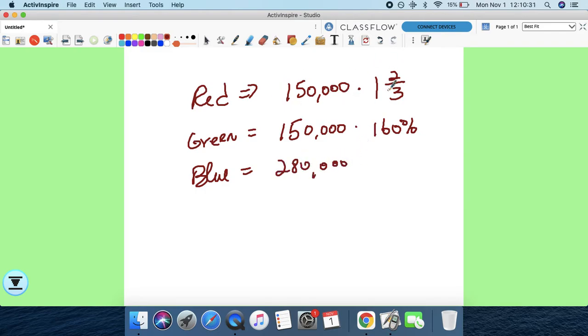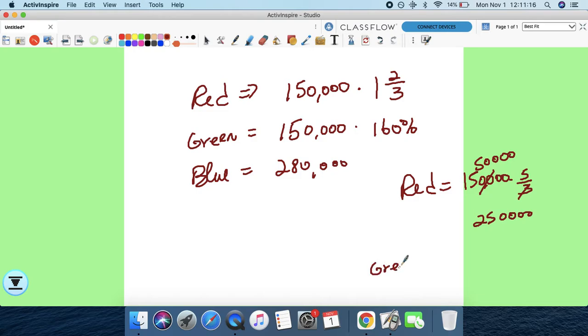So there's several ways. You can find what 2/3 of 150,000 is, and then add that to 150,000. You can find out what 60% of 150,000 is, and then add that to 150,000, which is also okay. So it's really up to you. So let's do the red team here. The red team is 150,000. Like I said, you can find out what 2/3 is and then add that to 150,000, or multiply it by 5 over 3. Okay, so this 150,000 simplifies, so that becomes 50,000. And 50,000 times 5 is 250,000. That's how much the red team made.